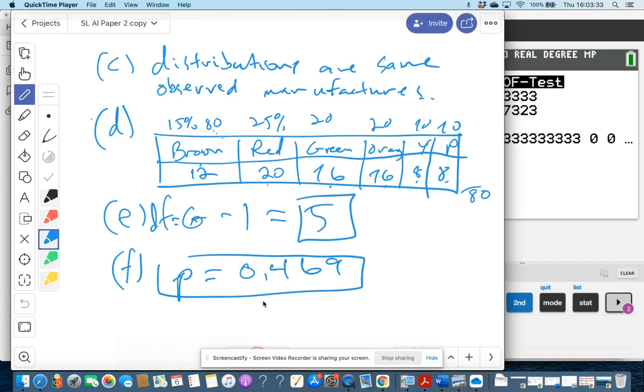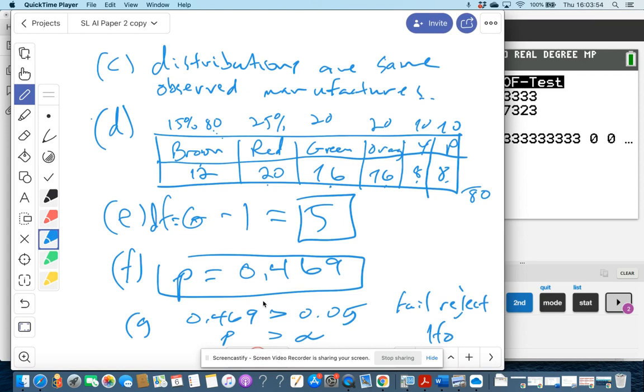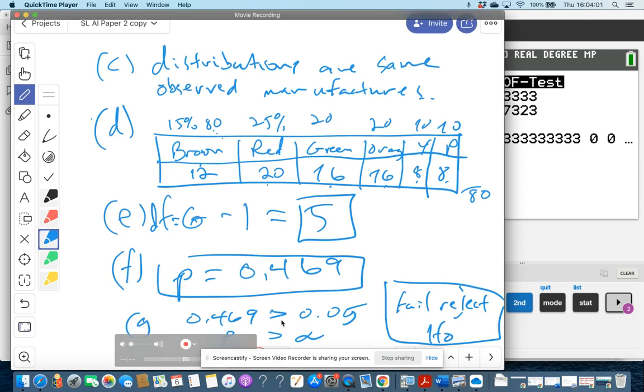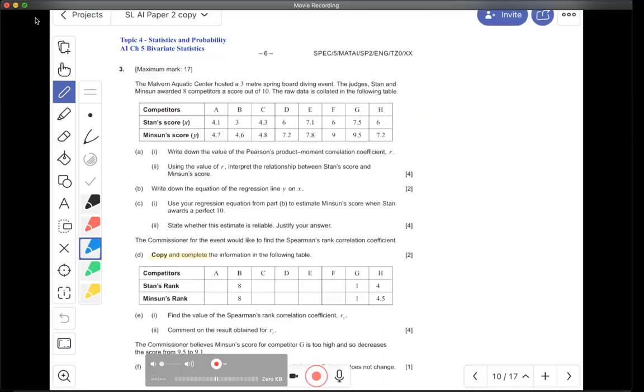So again, I'm going to say 0.469 is greater than 0.05, or that the p-value is greater than alpha. So I fail to reject H naught. Okay, that is my reasoning and my conclusion, which is worth 2 points total.